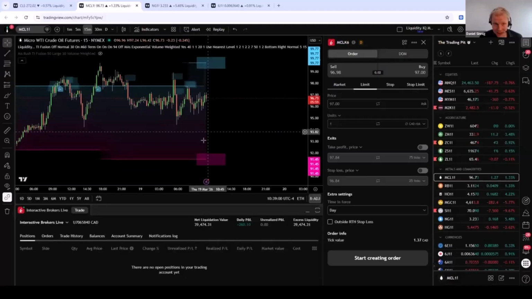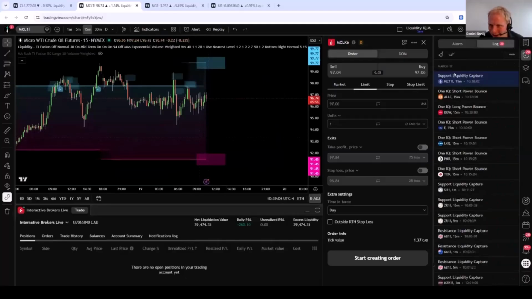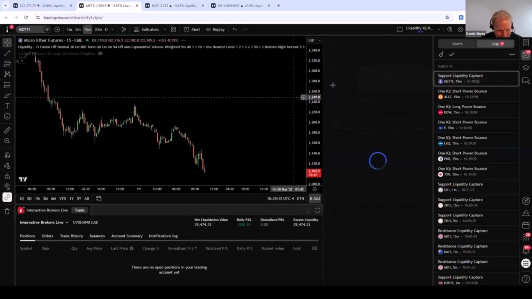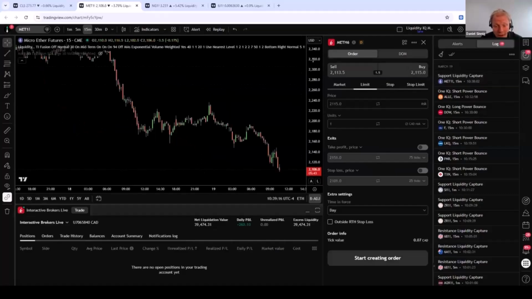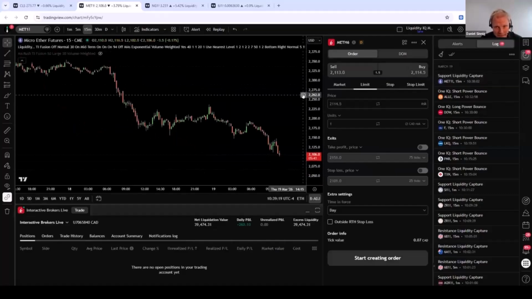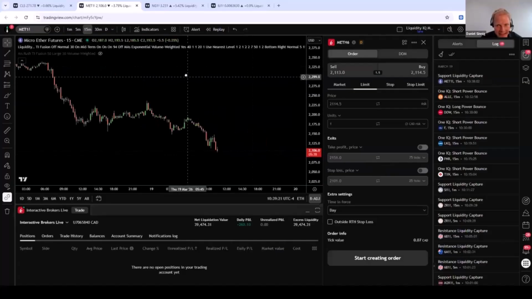All right, but we saw an alert coming. Let's check it out. On MET, this is micro Ethereum, a futures contract, on the 50-minute time frame, we had a support liquidity capture. Let's check it out. I'm going to click on this alert here. And this is exactly my workflow. Let's see what happened. All right, so the indicator is loading.